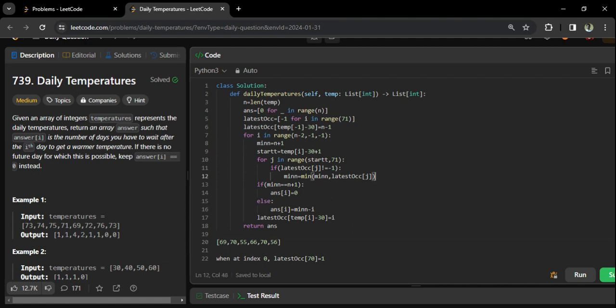So this for loop will continue, and what we'll do is update min each time. Min will be the minimum of the previous value of min and the current value of the latest occurrence of j. It's just the index. Remember, latest occurrence of j is simply the index at which it is occurring. As simple as that.